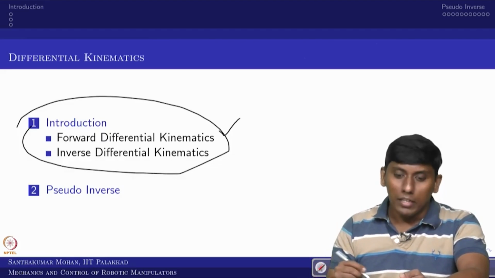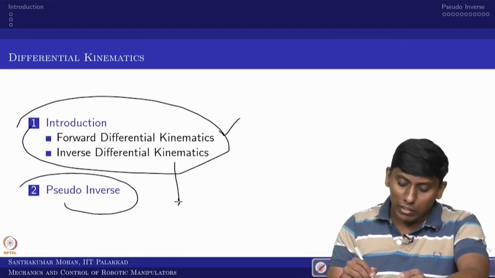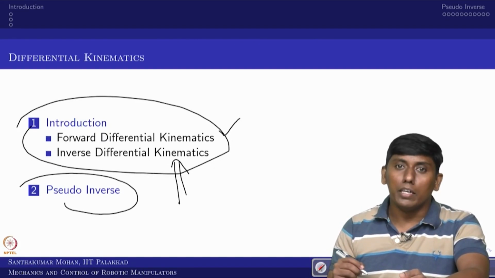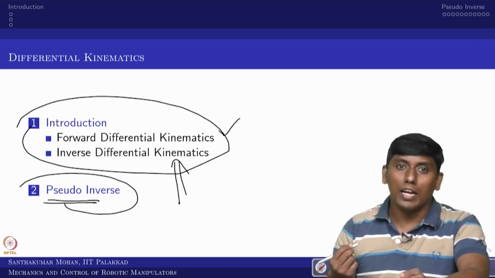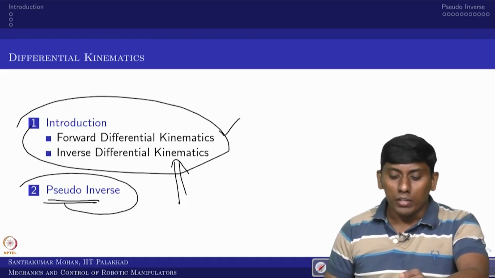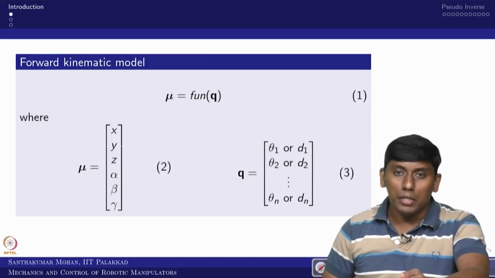These are the two types, and then we would be seeing that the inverse differential kinematics would end up with the Jacobian inverse. There, if it is rectangular, we may require the pseudo inverse. So we would be talking about the pseudo inverse in the second half. The first half is very straightforward.